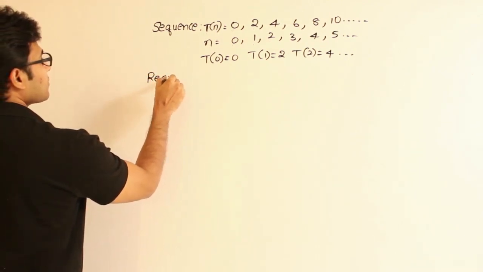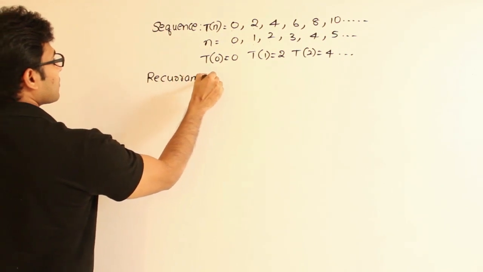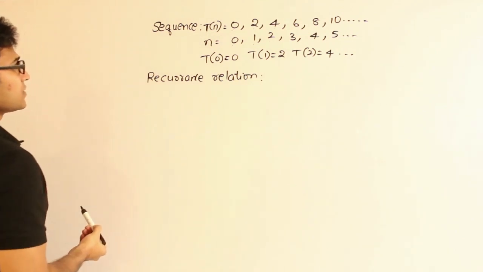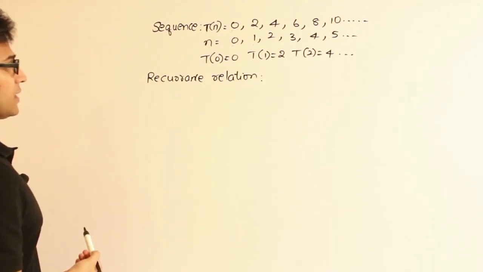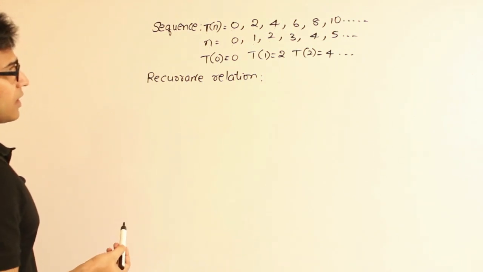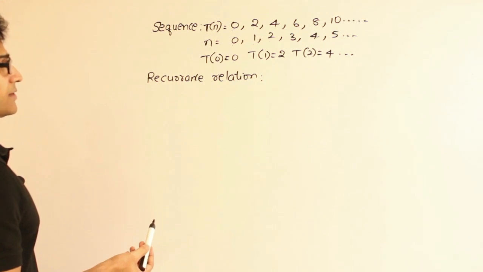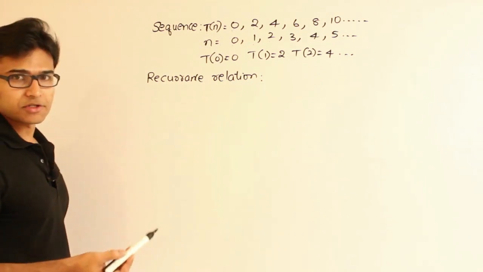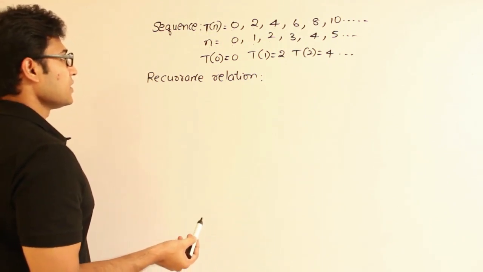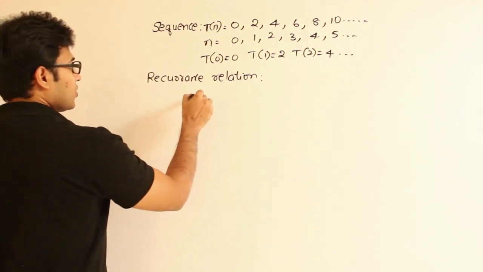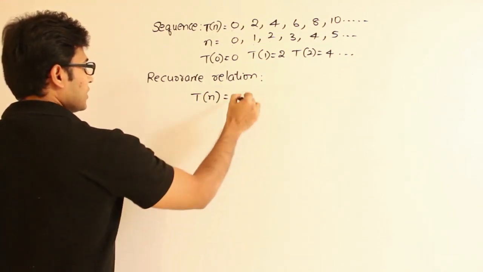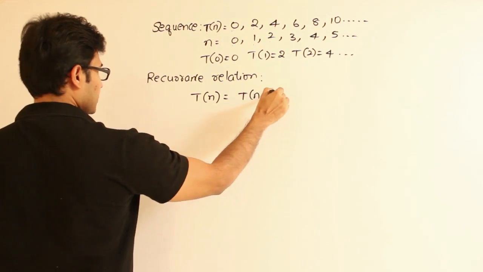So after defining a sequence, we are supposed to have one more thing, the recurrence relation. What a recurrence relation is: if you are able to write the nth term, or any term in this sequence, as a mathematical expression of the previous terms, then we can call it the recurrence relation. So in this case you can observe one thing, t of n, which means the nth term in this, is equal to t of n minus 1 plus 2.